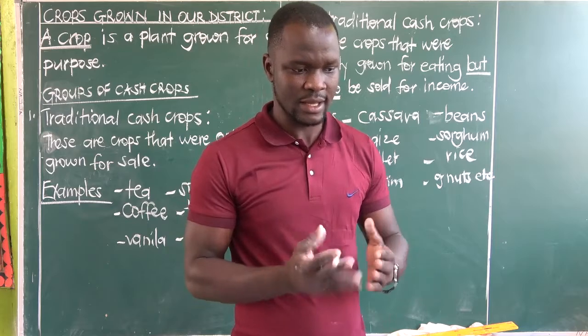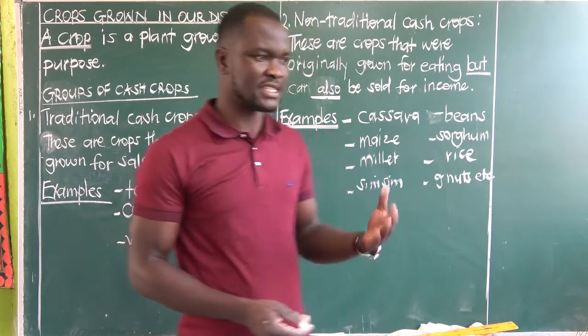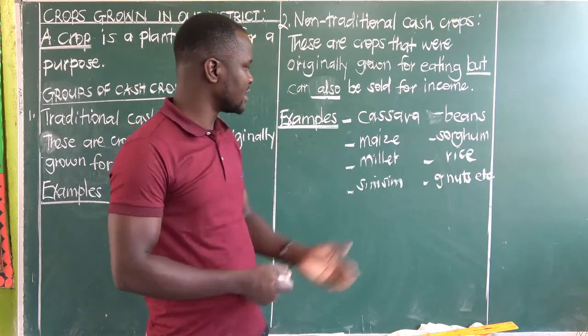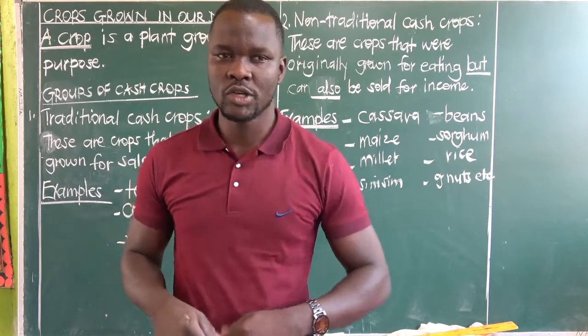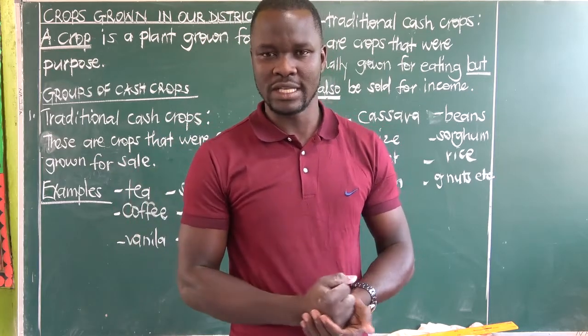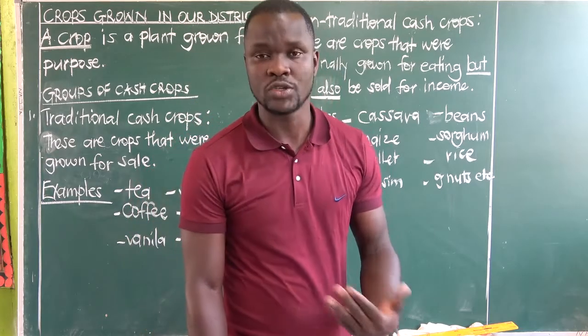Someone can say, let me first dry this and sell it, that I can get money. Or even sell it when it's not yet dry. So we shall be able to note that these crops can be eaten. At the same time, they can also be sold. Part of them can be sold and someone gets money out of that crop. So that is why we call them also cash crops.